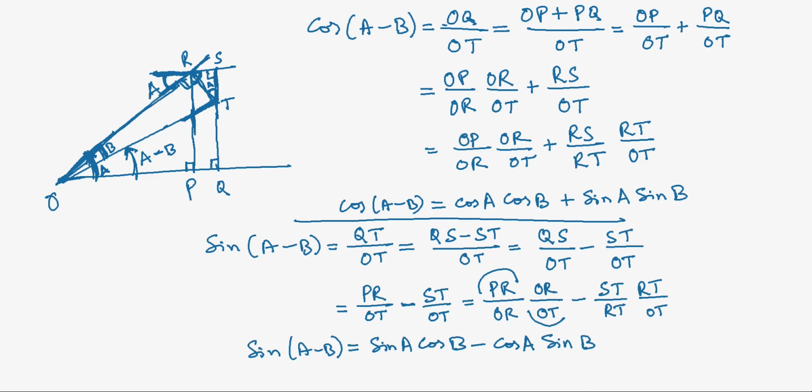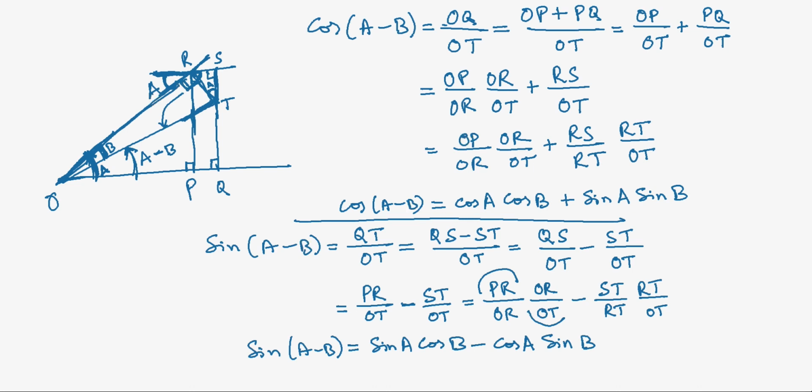Are you okay? Yes, sir. Let me, I just have one doubt. We say OR by OT is cos B, right? OR by OT. Yeah, because this angle is B and this is our right angle, so this is our hypotenuse for that ORT triangle. Okay, now I understand. I understood my question.